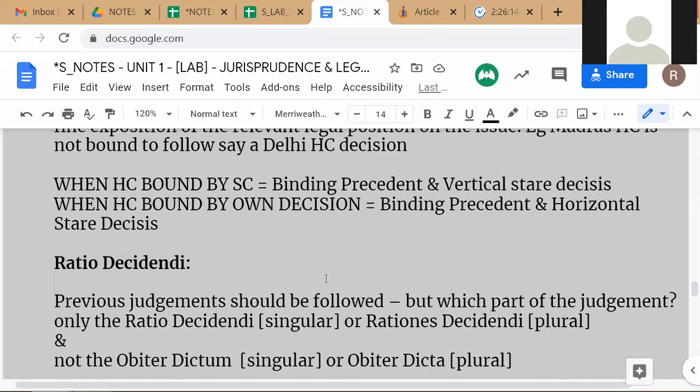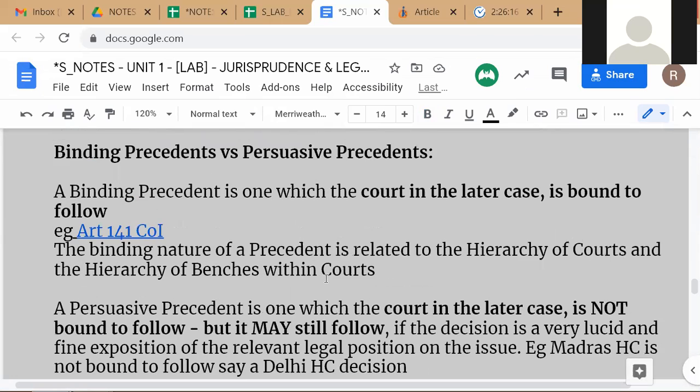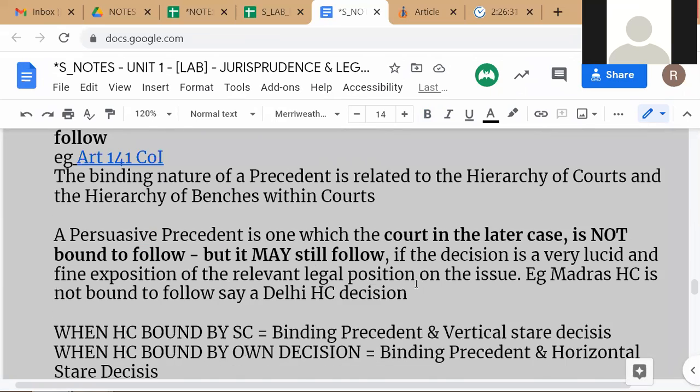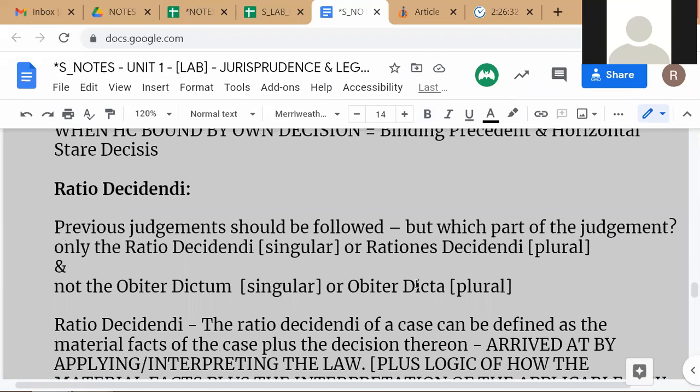When we have been talking about the rule of judicial precedent, stare decisis, binding precedents, what we are saying is the previous judgment has to be followed. But if you really get into the weeds and the details, you might ask which part of the judgment has to be followed? Because the judgments are quite long, sometimes they run over 100 pages. So which part of the judgment should be followed?